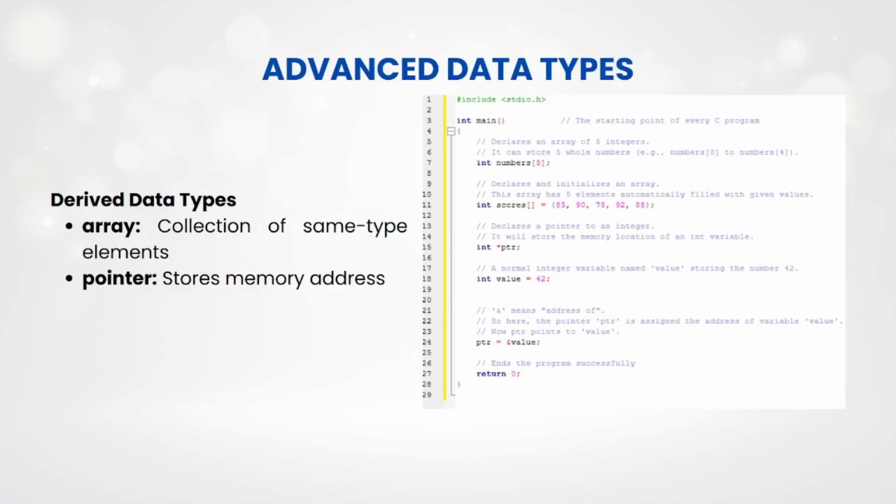Now we have some advanced or derived data types. An array is a collection of elements that are all of the same type. It allows us to store multiple values under a single name. Next, we have a pointer. A pointer is a variable that stores the memory address of another variable. Pointers are very powerful because they let us directly access and manipulate memory, which can make programs more efficient.